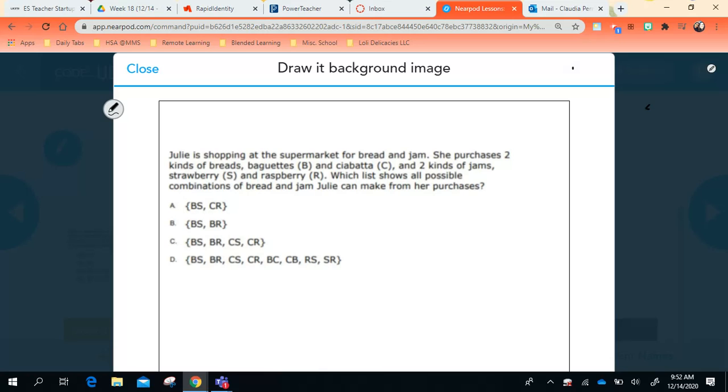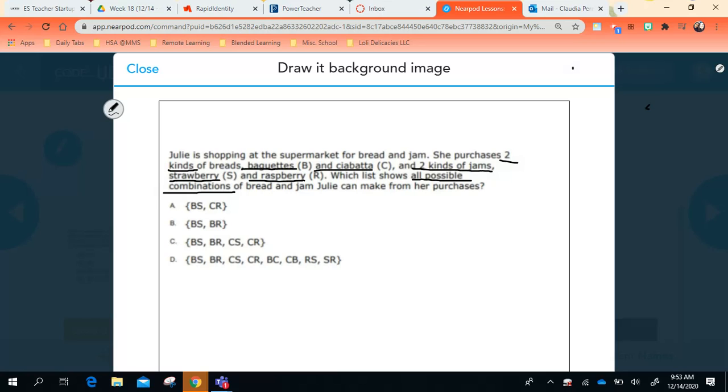I'm going to read it one more time and underline it. I want to make sure I'm making this very clear. Julie is shopping at the supermarket for bread and jam. She purchases 2 kinds of bread, baguette and ciabatta, and 2 kinds of jams, strawberry and raspberry. Which list shows all possible combinations? So when our question asks all possible combinations, that means we are either going to make a list, or we're going to create a table, or we're going to create a tree diagram.